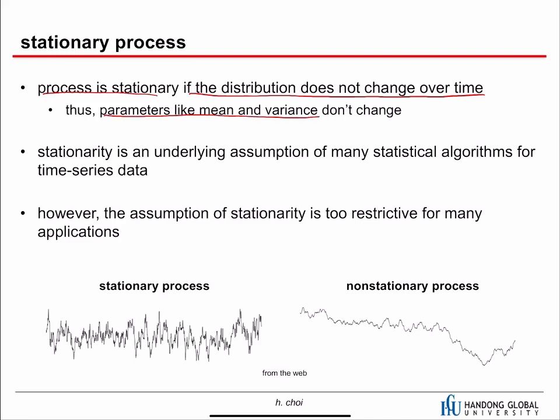Actually, stationarity is more than just the mean and variance. It should have the same kind of mean and variance and kurtosis and skewness, etc. But usually we just check mean and variance. Okay. And stationarity is an underlying assumption. This is really important. It is an underlying assumption of many statistical algorithms for time series data.